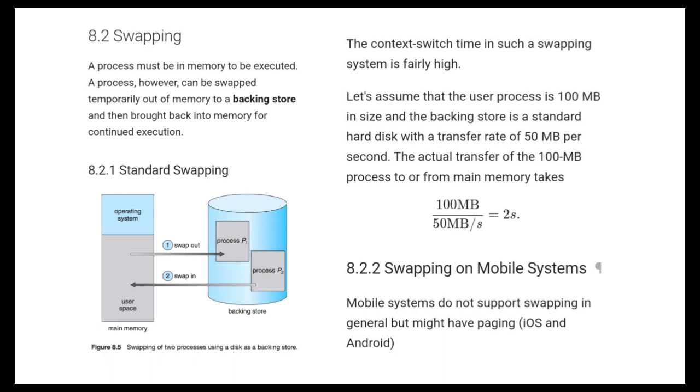Apple's iOS asks applications to voluntarily free up memory. Read-only data, such as code, is simply removed and reloaded later if needed. Modified data, such as the stack, is never removed, but apps that fail to free up sufficient memory can be removed by the OS. Android follows a similar strategy. Prior to terminating a process, Android writes its application state to flash memory for quick restarting.